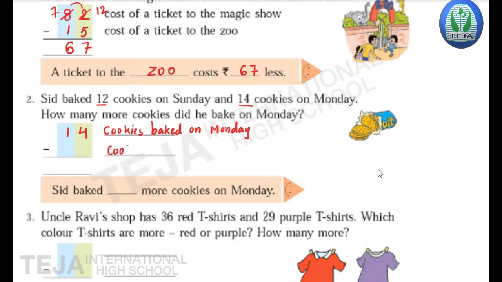Next, cookies baked on Sunday. How many cookies did he bake on Sunday, children? He baked 12 cookies on Sunday. So write 12 here. Now subtract these two, then we'll get the number of more cookies he baked on Monday. So here subtract the digits in the ones place. 4 minus 2. 2 after 3, 4. So how much? 1, 2. So 4 minus 2 is 2. 1 minus 1 is 0. When a number is subtracted from itself, the answer is 0. Okay, children? So here Sid has baked 2 more cookies on Monday than Sunday. So Sid baked 2 more cookies on Monday. Okay, children?